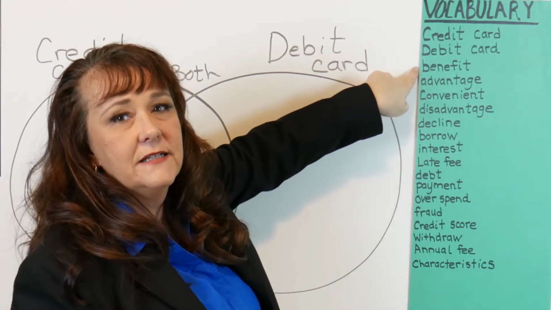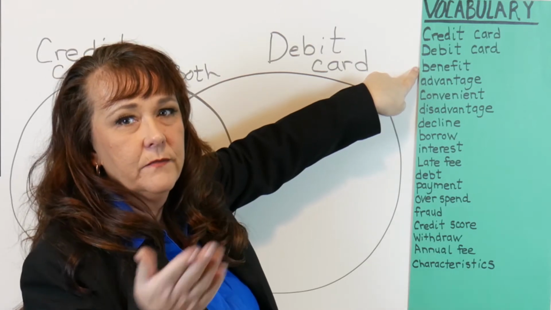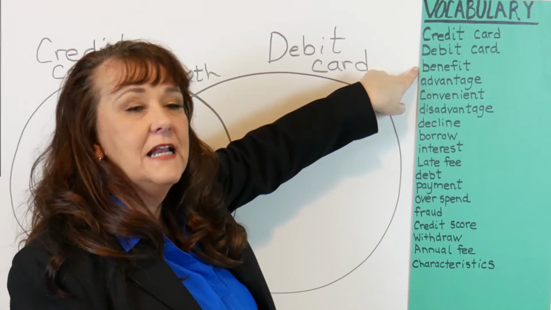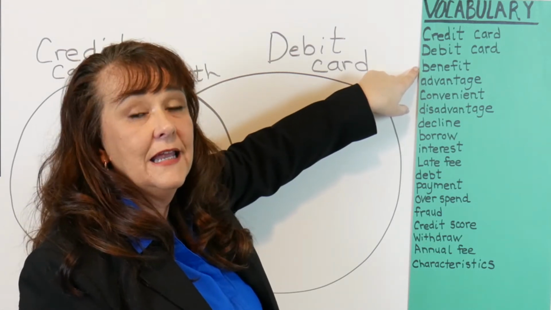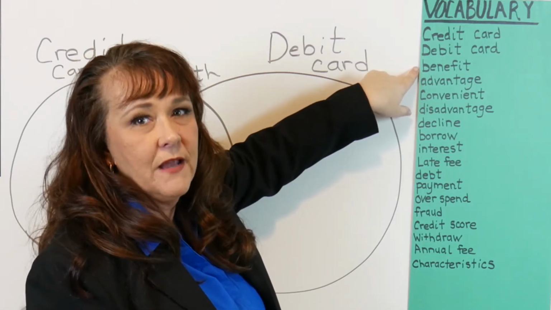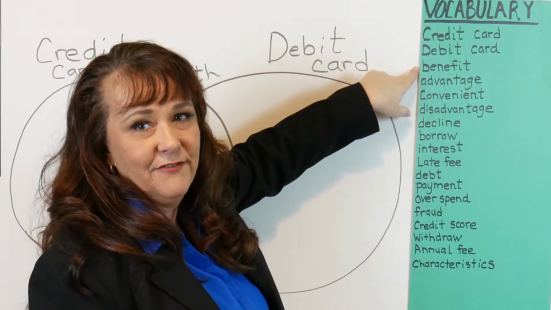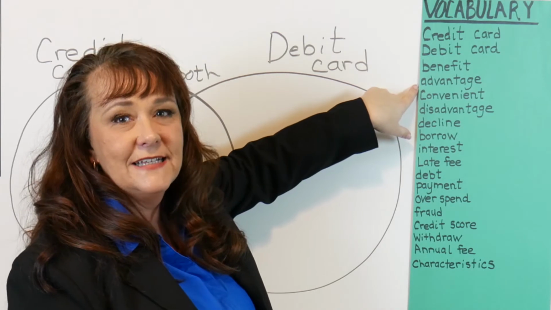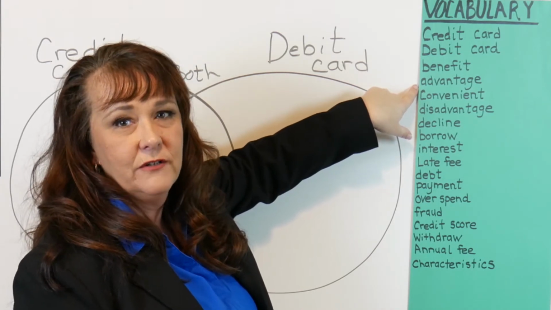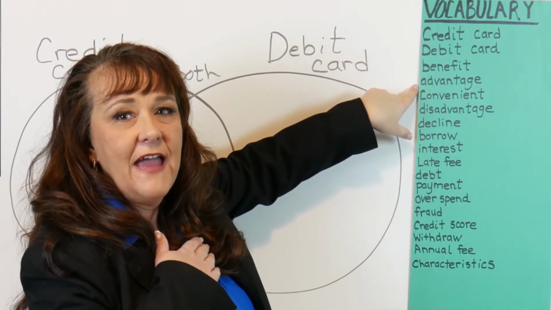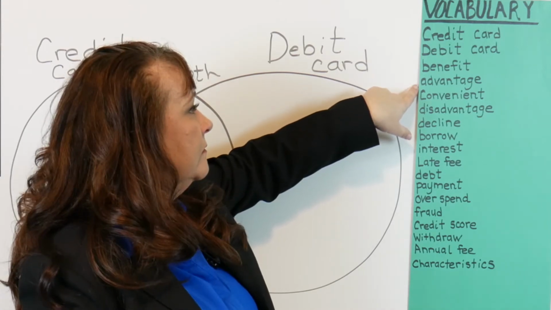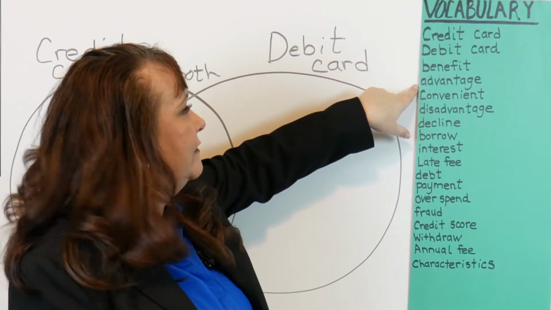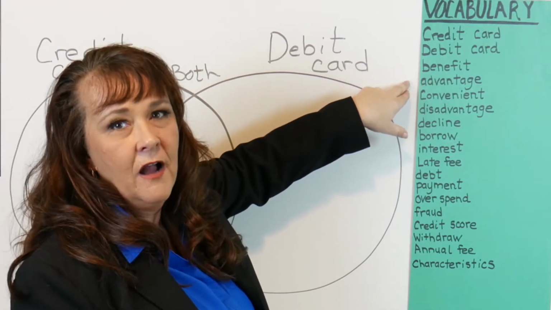This word is benefit. You say it. A benefit is something good that can happen because of something else. Benefit. The next word is advantage. You say it. Advantage. An advantage is also something positive or good that can come from something.